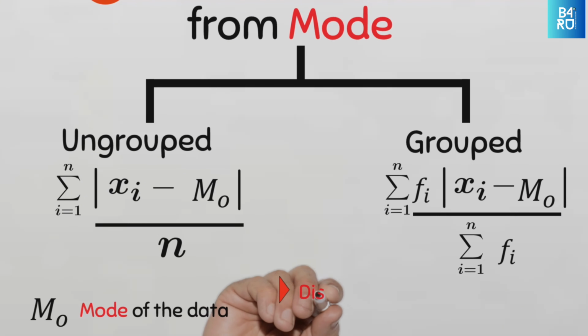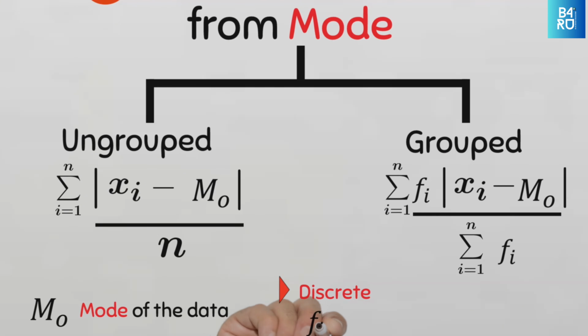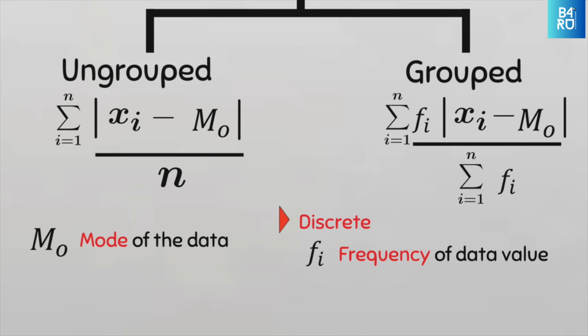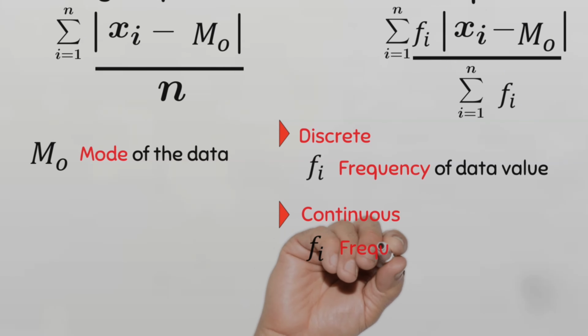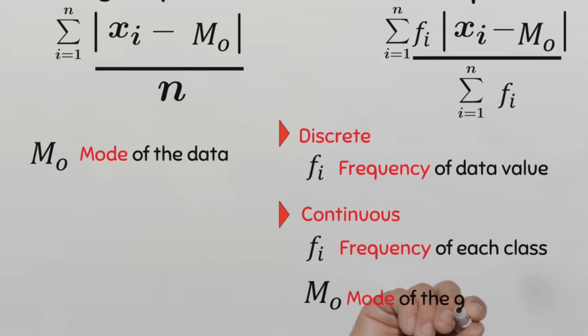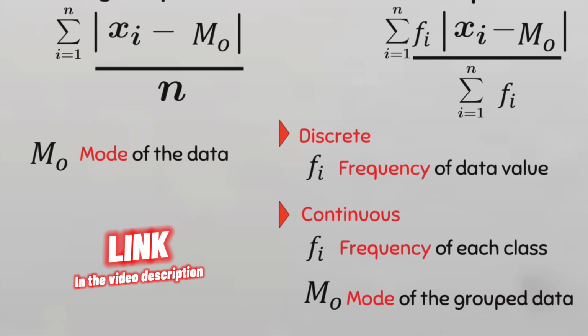Specifically, for discrete distributions, f subscript i is the frequency of occurrence of each data value, i.e. the frequencies of x subscript i. For continuous frequency distributions, it is still the same formula like before, but f subscript i denotes the frequency of occurrence of each class, and M subscript o is the mode of the grouped data, which has its own separate formula for grouped data. Now check out the video description if you want to learn how to calculate the mode for grouped data.